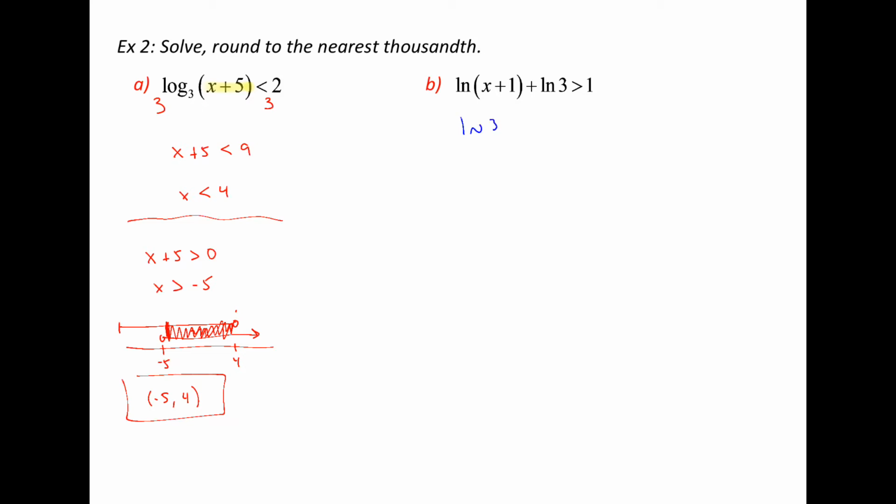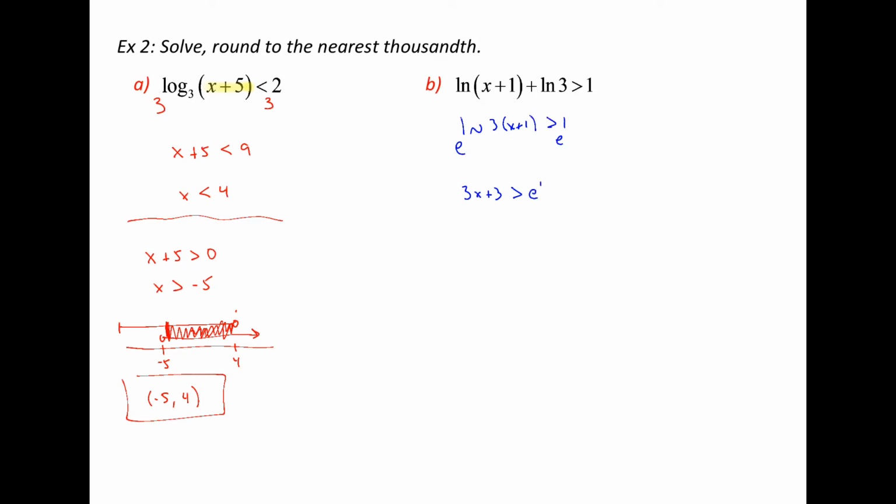So this would be 3 times x plus 1 is greater than 1. Now we can use the one-to-one property to say e raised to both powers so that we get the natural log to cancel. Distribute the 3, so that'd be 3x plus 3 is greater than e to the first power, and e to the first power is e, or 2.71828, and so on.